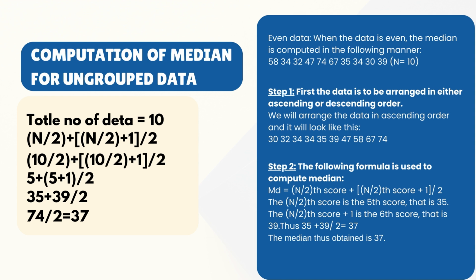Here the 5th position score is 35 and the 6th position score is 39. Then the median would be the 5th position plus the 6th position divided by 2, which is 35 plus 39 divided by 2, equal to 37. So the formula is the n by 2th position score plus the n by 2th plus 1 position score, and overall adding these two scores divided by 2. In this example, the 5th position lies with the 35 score and the 6th position lies with the 39 score, then 35 plus 39 divided by 2 would be the median score, which is 37.